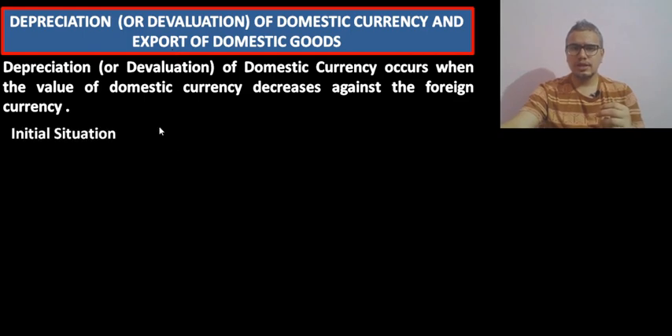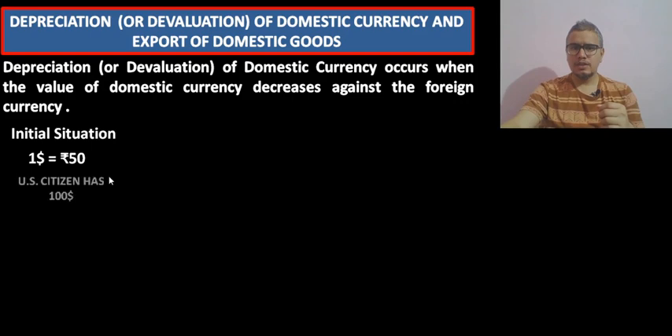Let us say that in the initial situation the exchange rate between the domestic and foreign currency is such that $1 is equivalent to 50 rupees. Here the US dollar is the foreign currency and the Indian rupee is the domestic currency. So for 1 unit of foreign currency, 50 units of domestic currency are exchanged.